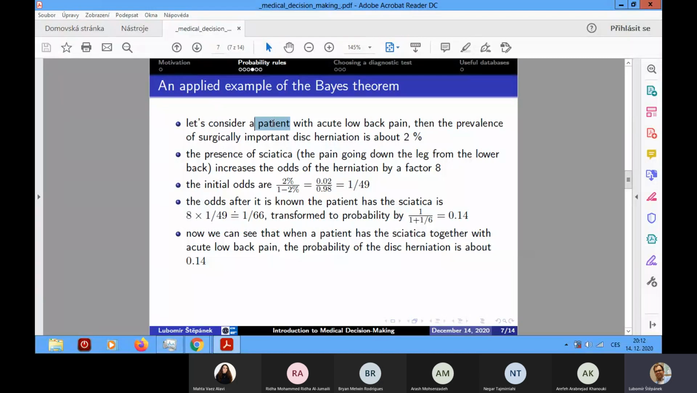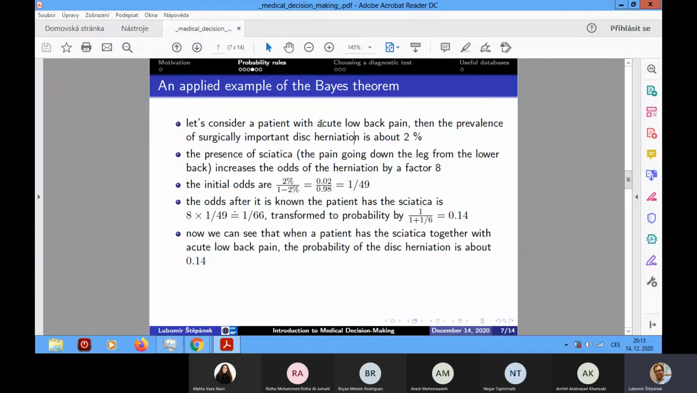So let's consider we have a patient with acute low back pain. As I told you, low back pain could be acute or long-term, chronic. It doesn't matter. But if the issues are acute, it could be more emergent for a patient than the long-term. But it depends. Medicine is not a black and white kind of science.